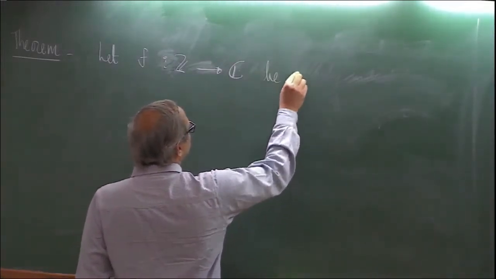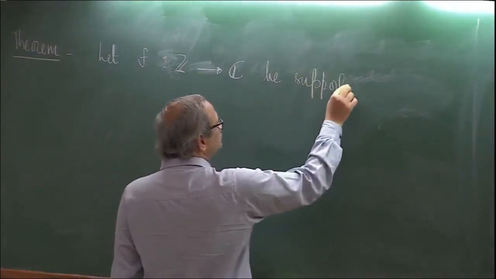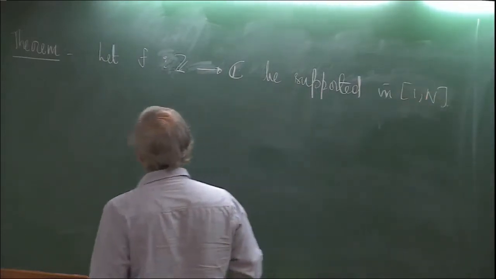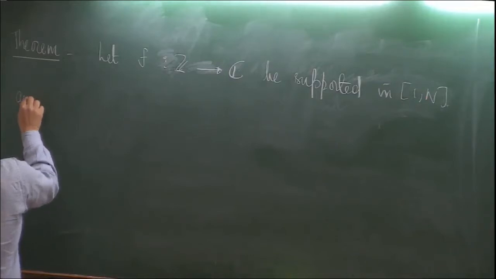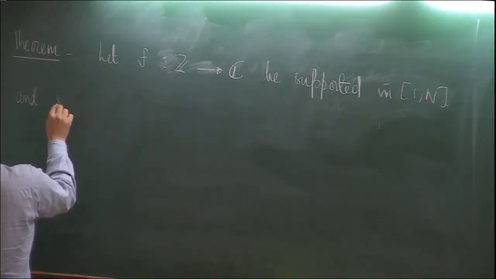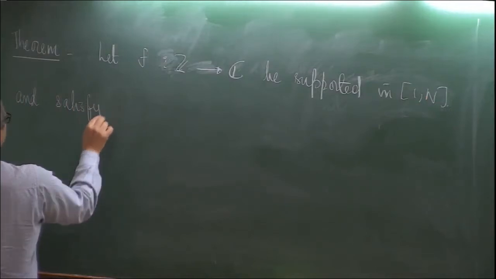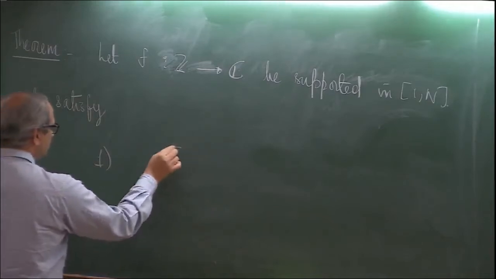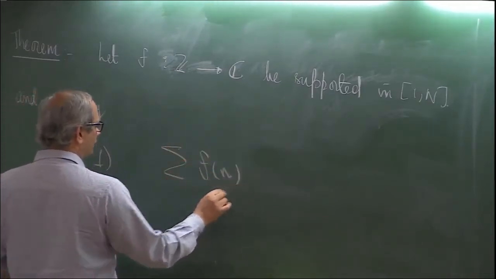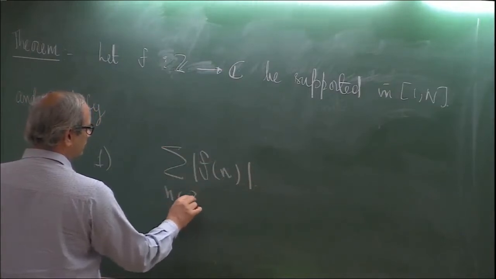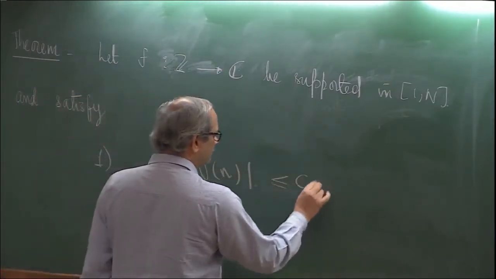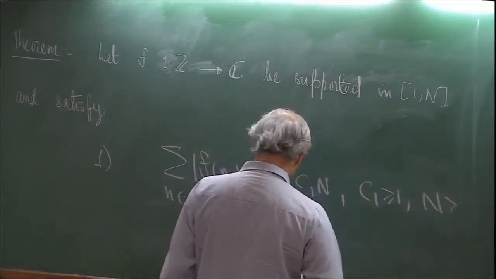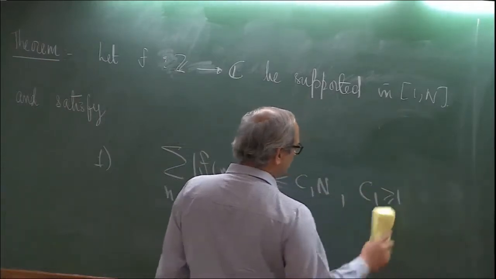Be supported in 1 to n and satisfy: one, that the sum of f of n in Z is less than C1 n, C1 greater than 1, and of course n is a given integer.